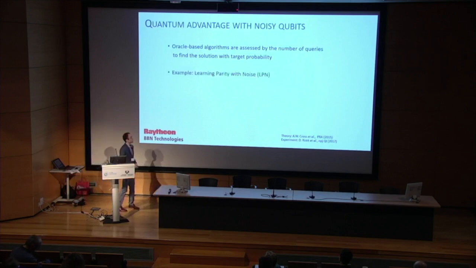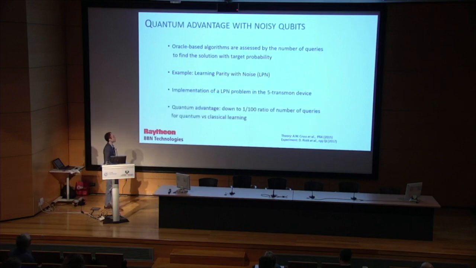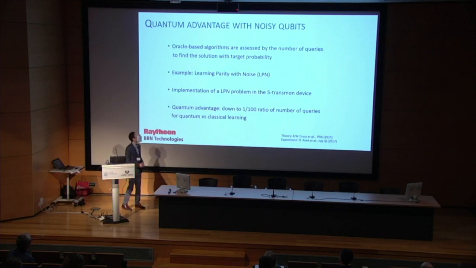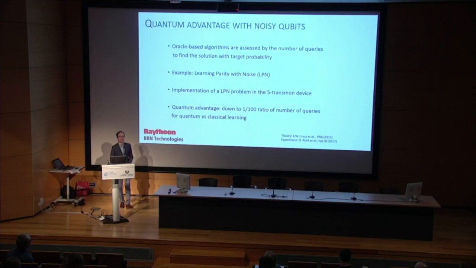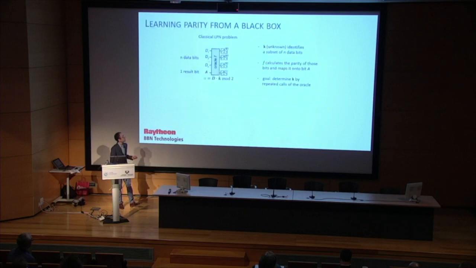The particular problem that we're investigating here is learning parity with noise, and we implemented it with 5 transmons. We show at least a 100 times advantage, as I will explain in what sense this occurs, in manipulating the data in a quantum way compared to classically. This is an experiment that was proposed at IBM a couple of years earlier, and that we implemented together with IBM at BBN.